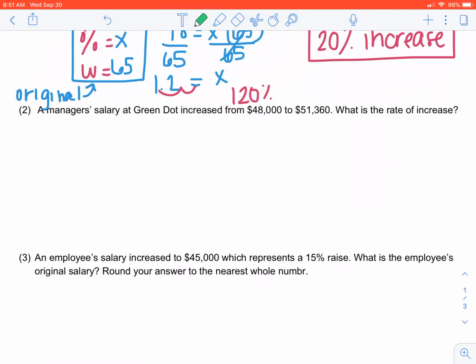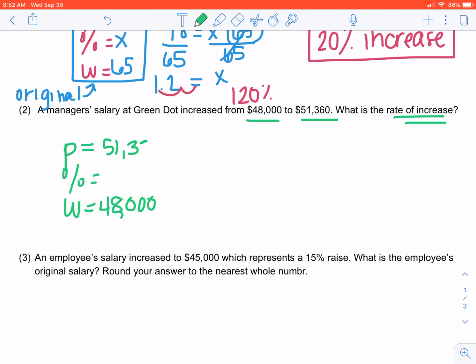All right, a manager's salary at Green Dot increased from $48,000 to $51,360. What's the rate of increase? Okay, so again, we're going to start with the box, part, percent, and whole. Whole is always your original amount, so our original amount here is $48,000. The part is $51,360. And our percent is x.